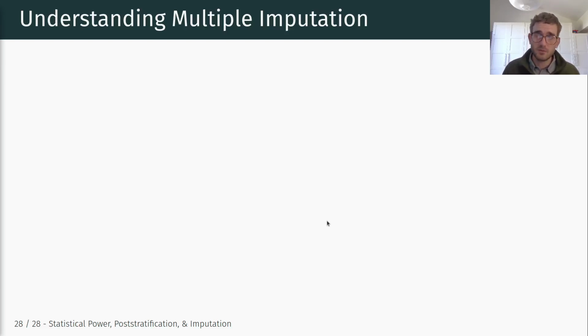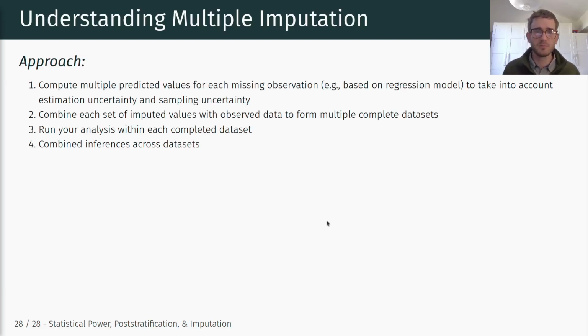And then, of course, the next question is, how do we get those predictions, those imputations? And ultimately, what we're going to do is we're going to use a statistical model to make predictions and then take into account both estimation uncertainty and sampling uncertainty to make predictions in multiple versions of our completed data set to take into account that uncertainty. Right? And that's basically the entire approach behind multiple imputation.